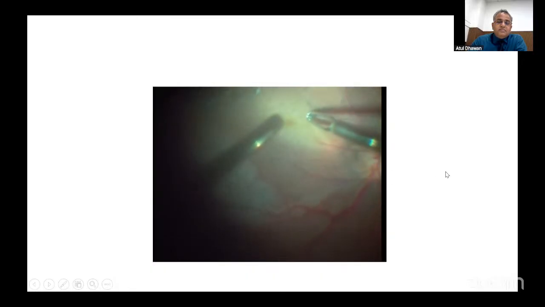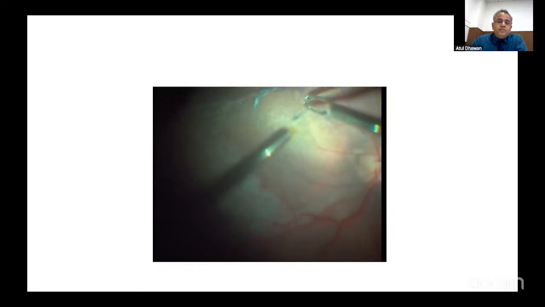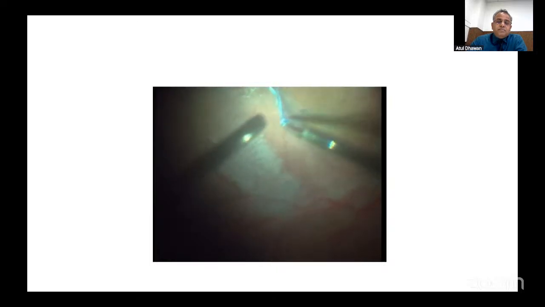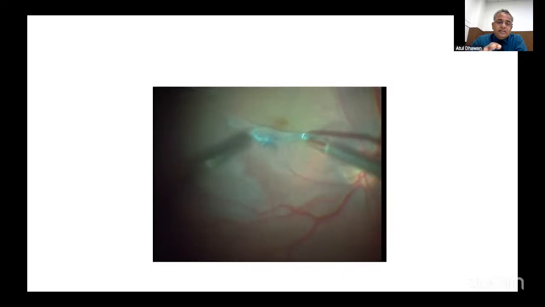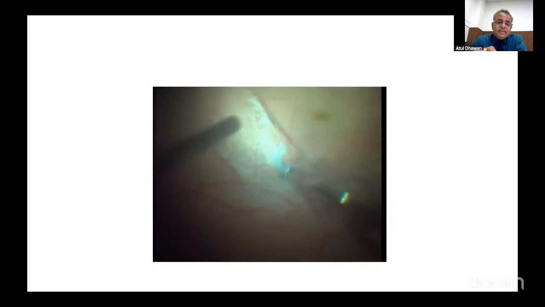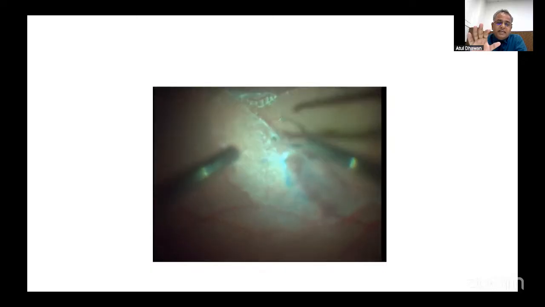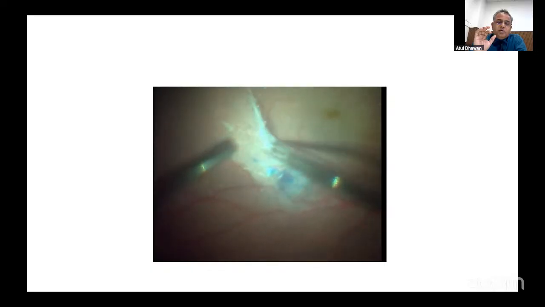This is the ERM. Just hold it with the ILM grasping forceps. Remove it from the surface of the retina. Just take the forceps near the retinal surface. By this, you can take it out in a single piece. If there is any adherence, leave it on that side, start from the other side, and go to the adherent side at the last point. It will come out very easily.